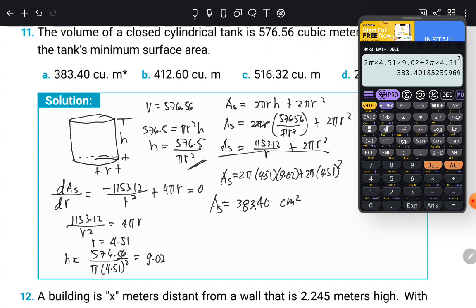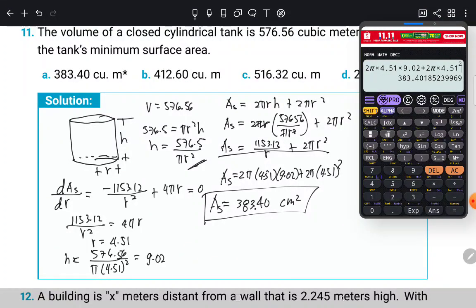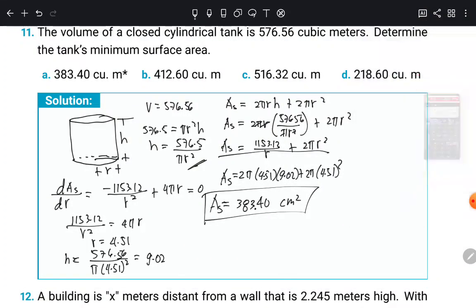This should be square centimeter because this is a surface area. This should not be cubic. This should be square centimeter. Let me correct this one. Square centimeter, because this is area. This is the surface area.